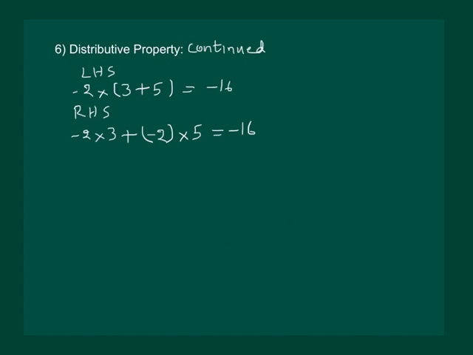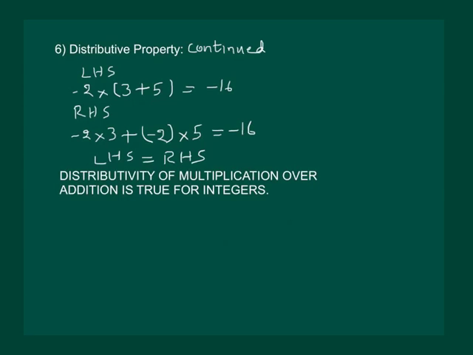Since on solving we got left hand side equal to right hand side, we can say distributivity of multiplication over addition is true for integers. In general, for any three integers a, b and c, a into b plus c is equal to a into b plus a into c.